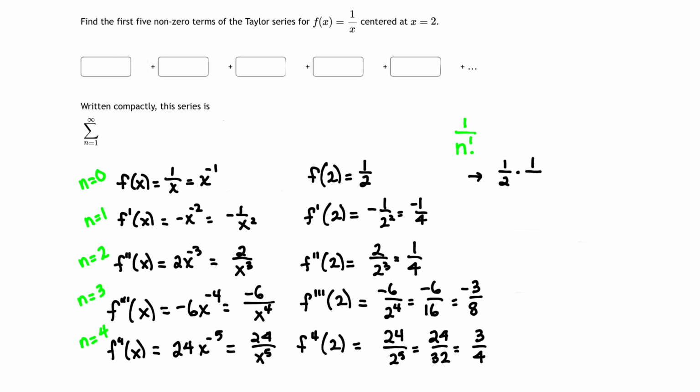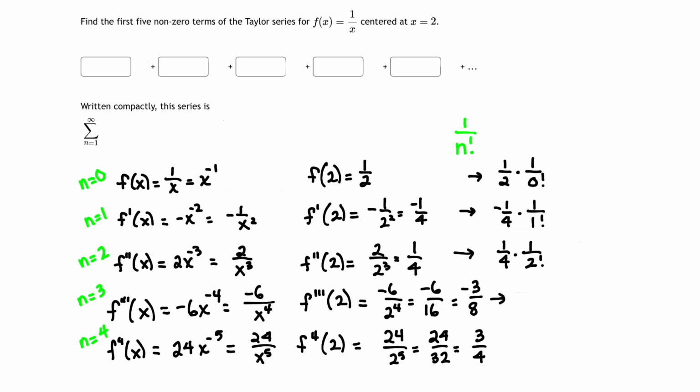So when I go to compute 1 over n factorial, I have to be aware of what value I am for n in which position. At the very first term, remember, we didn't take a derivative, and therefore n was 0. So that means I'm going to take f of 2, which is 1/2, times 1 over 0 factorial. For the second term, I'm going to have negative 1/4 times 1 over 1 factorial. For the third term, I'm going to have positive 1/4 times 1 over 2 factorial.